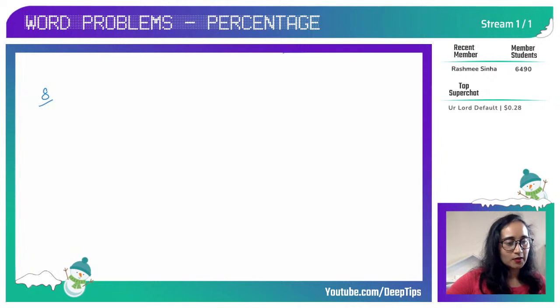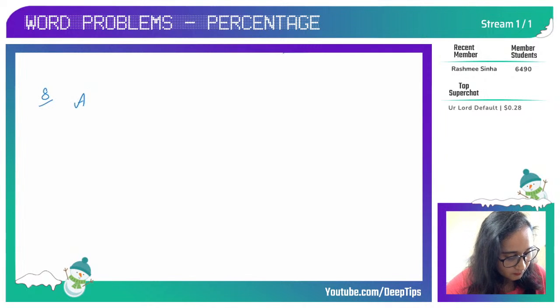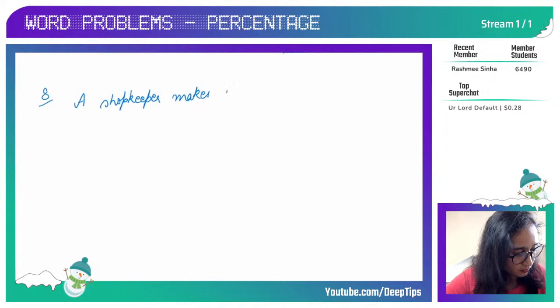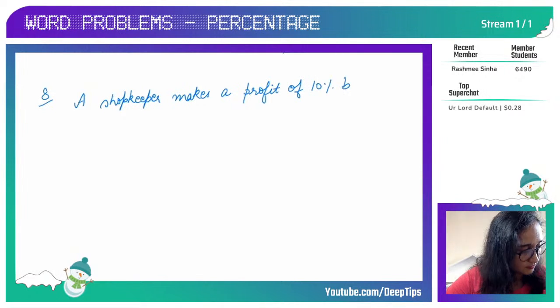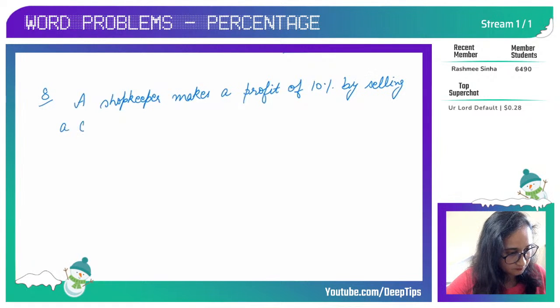ठीक है, सो दिस क्वेश्चन इज, a shopkeeper makes a profit of 10% by selling a chair for rupees 550.